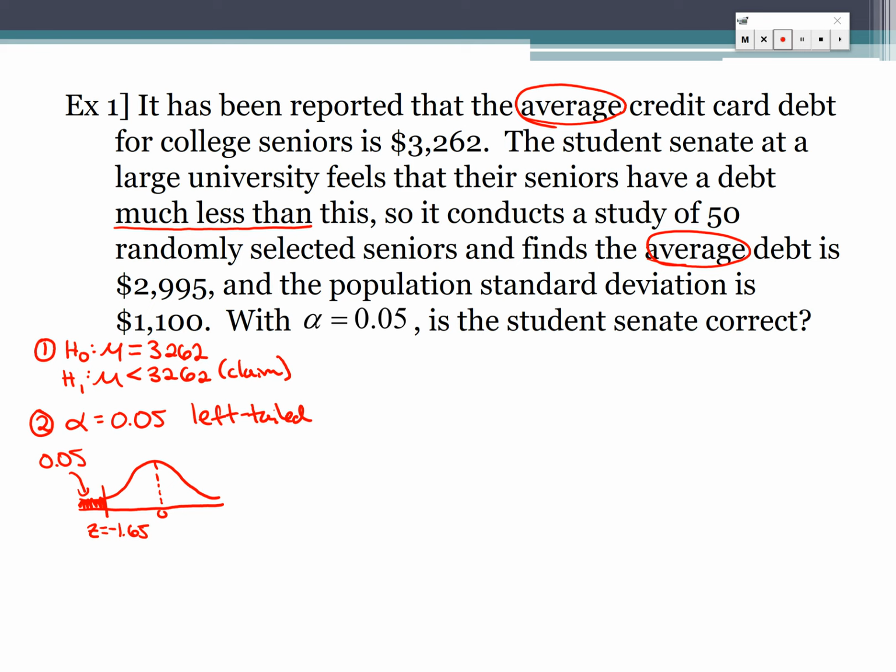So we have written our hypotheses. We've stated our claim. We found our critical value. Now we need to find our test value. And for our test value, we have z equals x bar minus mu divided by population standard deviation divided by the square root of your sample size.